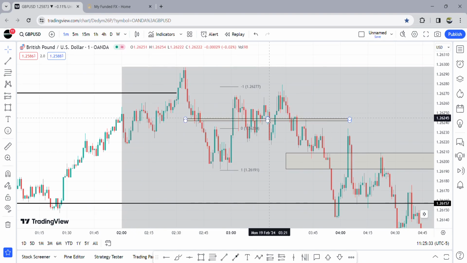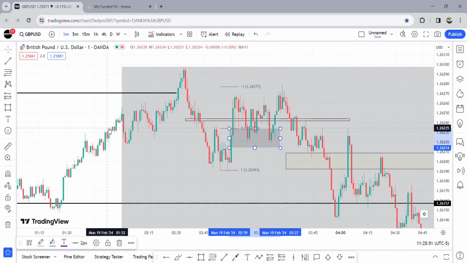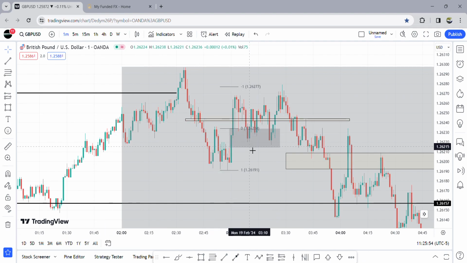So that's the 5-minute fair value gap, this box over here. Over here we've got this high to this low. That creates a fair value gap on a 2-minute chart, right? And now that gap doesn't get filled.